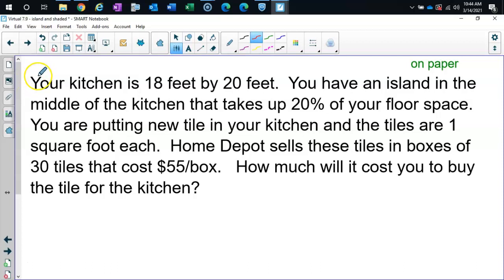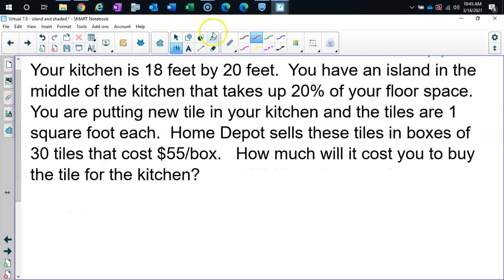It says your kitchen is 18 feet by 20 feet. So we got a rectangle 18 by 20. You have an island in the middle of your kitchen that takes up 20% of your floor space. You are putting new tile on your kitchen, and the tiles are 1 square foot each. Home Depot sells these tiles in boxes that contain 30 tiles each, and they cost $55 per box. How much will it cost to buy tile for your kitchen?